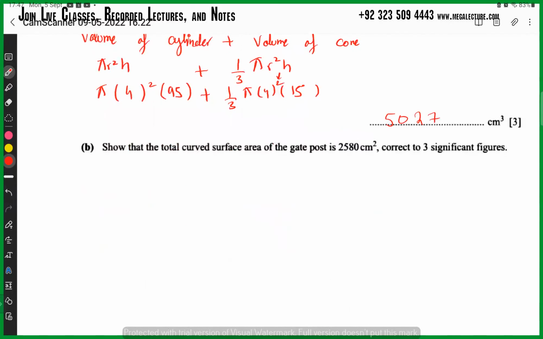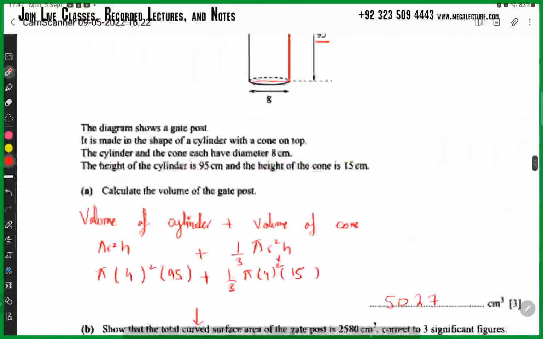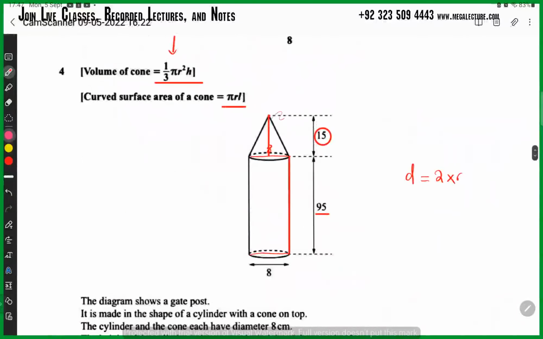The second part says, show that the total curved surface area of the gate post is this. Now you are supposed to find out the curved surface area of the total gate post. This is your gate post, and the curved surface area is going to include the curved surface area of your cone and then the curved surface area of your cylinder. So let's figure that out.